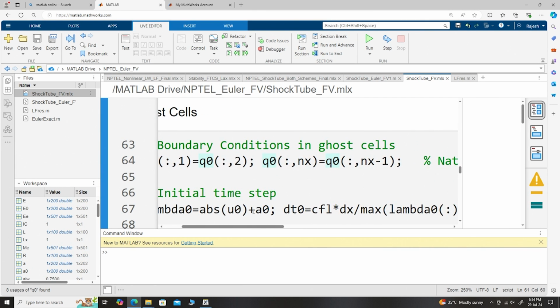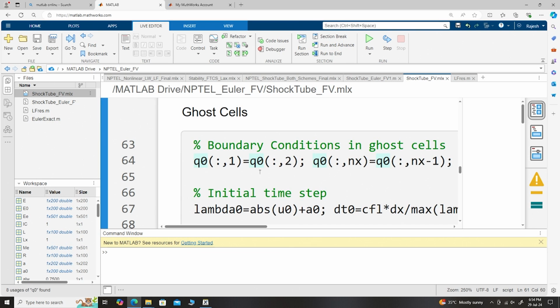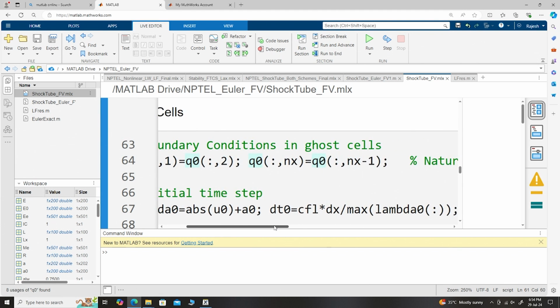Now, you give the boundary condition in the ghost cell. Okay. So, in this case it is actually trivial. So, we are just using a Neumann condition. So, basically the gradient goes to 0. Okay.